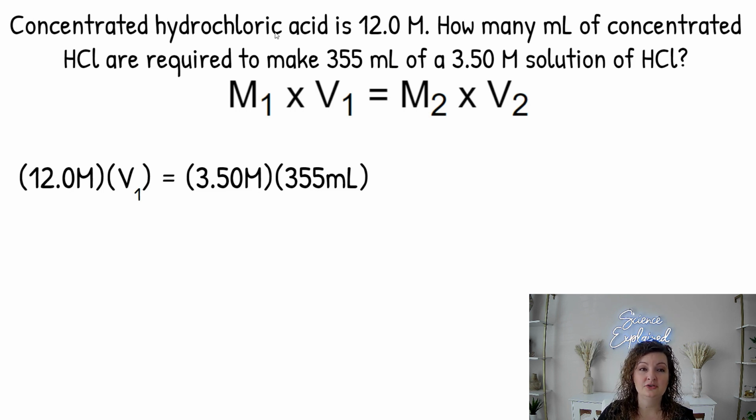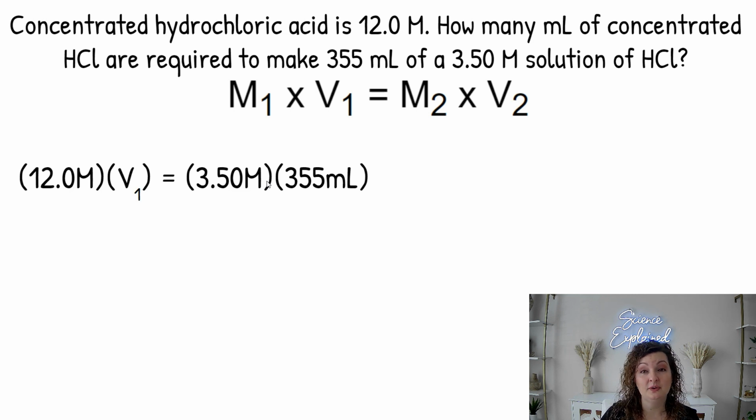Fill in your numbers to your equation. So it says concentrated hydrochloric acid is 12.0 molar. That is going to be our M1. So go ahead and write that in for M1. How many milliliters of concentrated HCl are required to make 355 milliliters? That's a volume, and that's going to be how much volume we're wanting at the end, right? Because it says required to make. In other words, ending. So that's going to be our V2. And then it says of a 3.5 molar, which means we're still referring to the second part. So this is going to be our molarity 2. So you can go ahead and put that in.